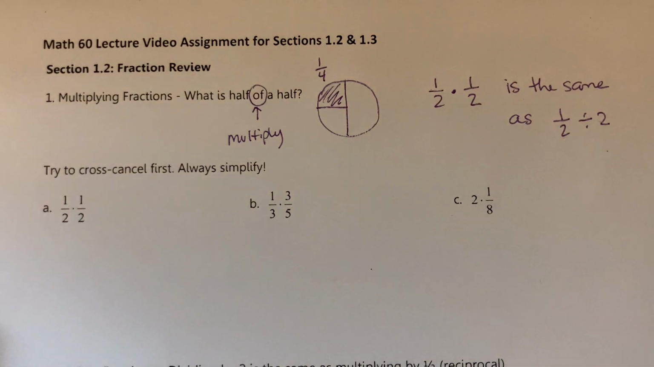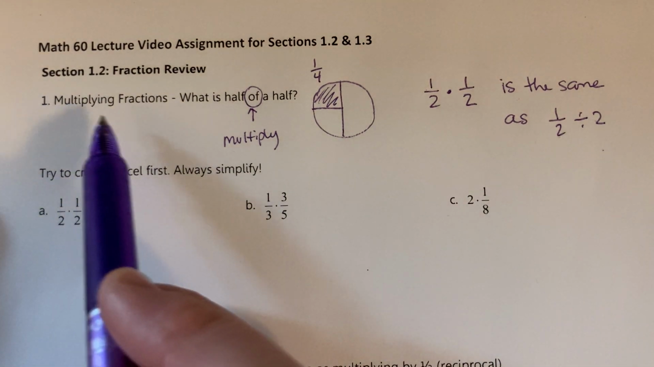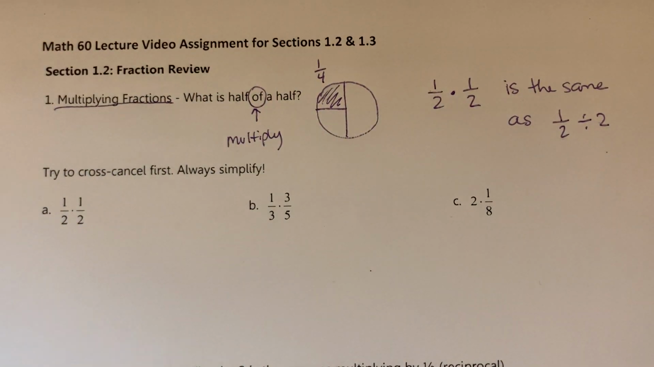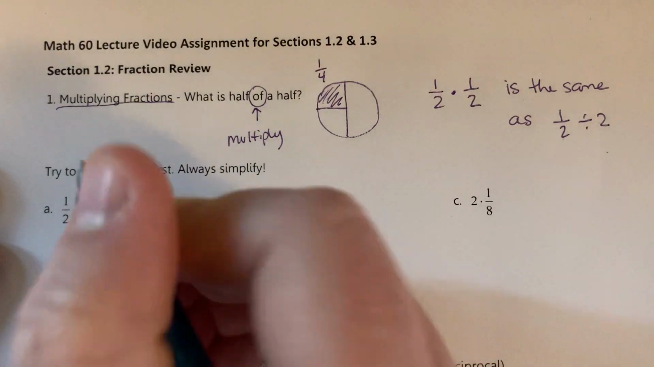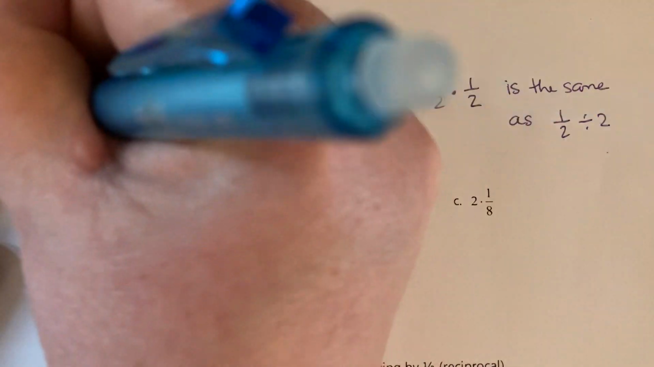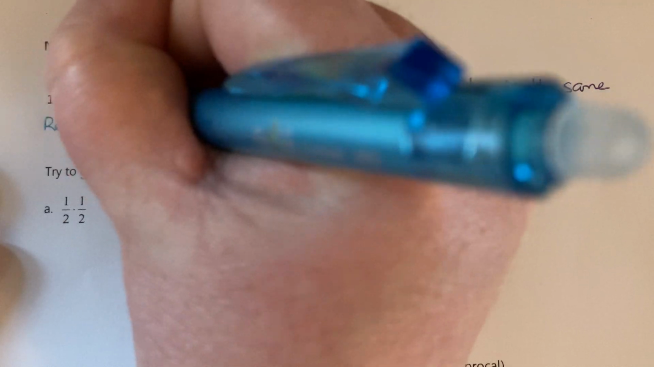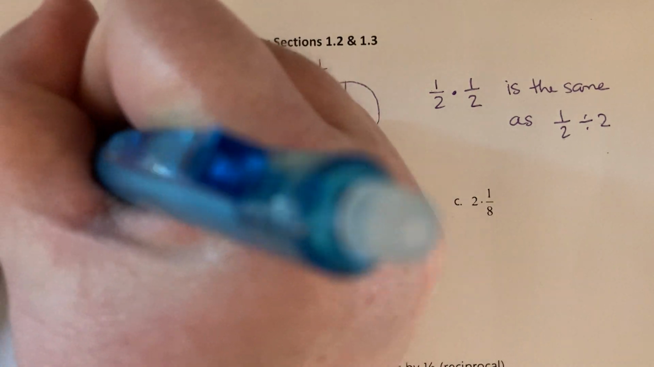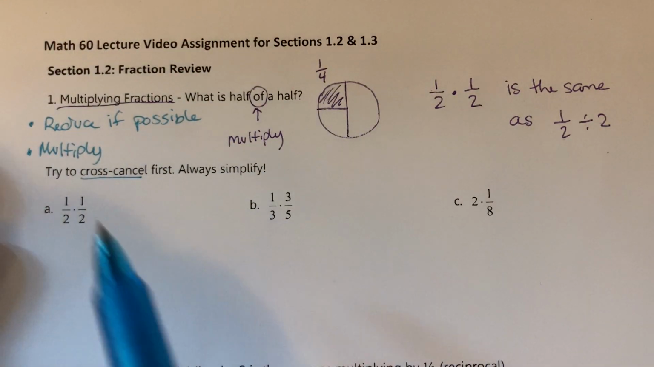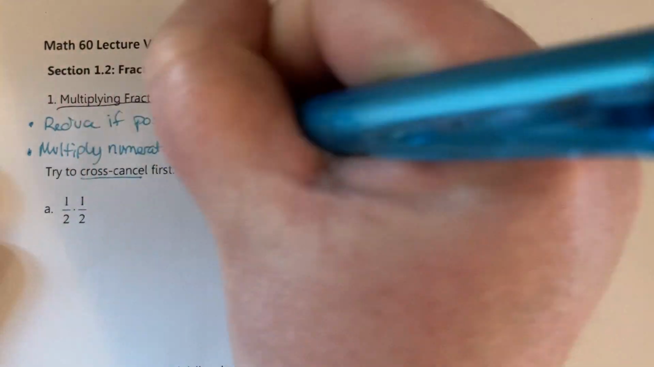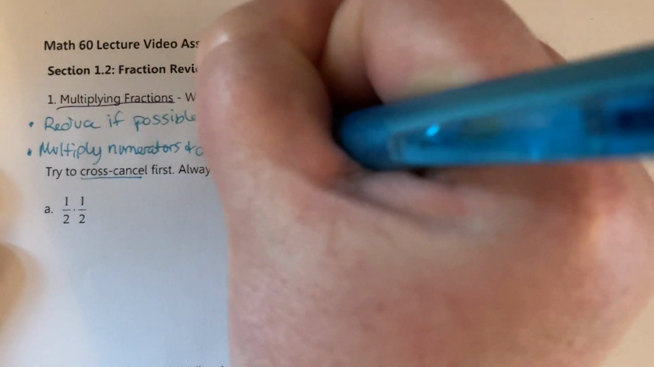So the rule for multiplying is to multiply across the top and across the bottom. So let's make a rule there. Multiplying fractions. So first we're going to see if we can cross cancel. That might be a new word. So we look to see if we can reduce. So I'm just going to say reduce if possible. And then we're going to multiply across the top and across the bottom. Maybe there's a lot of acrosses being used. So I'm just going to say multiply numerators, which are the top of the fractions, and then denominators.